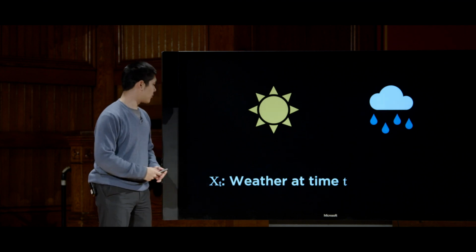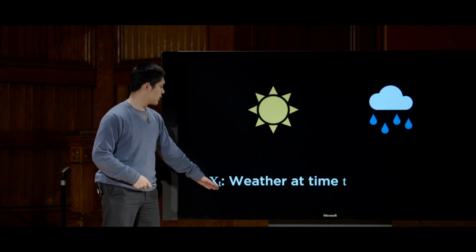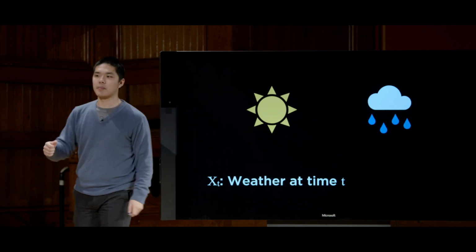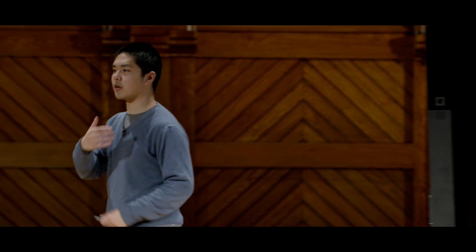And so we can define a variable called X sub t, which is going to be the weather at time t. So X sub 0 might be the weather on day 0. X sub 1 might be the weather on day 1, so on and so forth. X sub 2 is the weather on day 2.